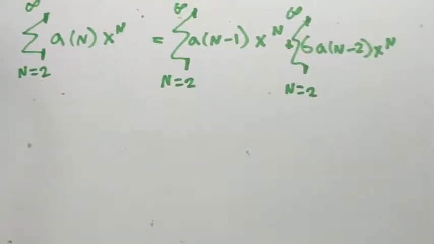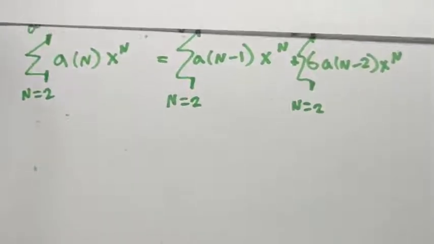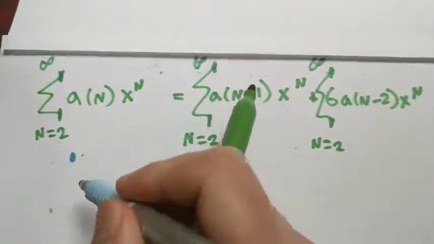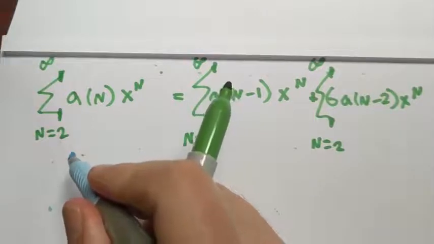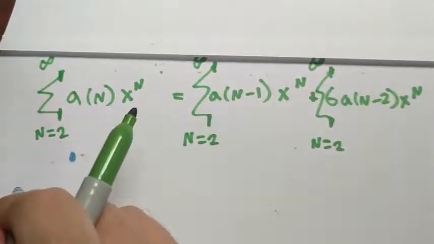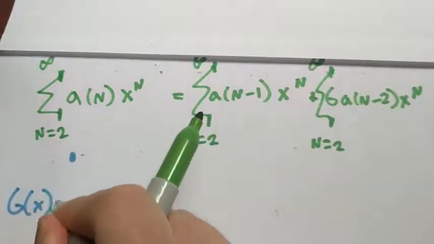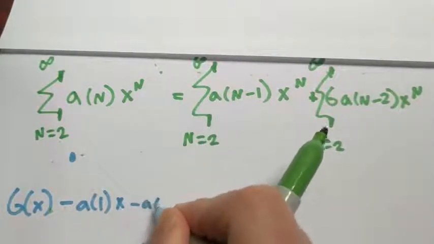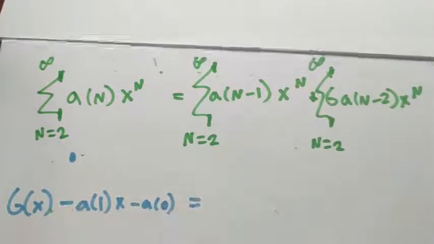Now, I'm going to rewrite this, so notice something with me here. This blue dot term is almost the same as g of x. This is g of x minus the first two terms. So let me leave that here for now.